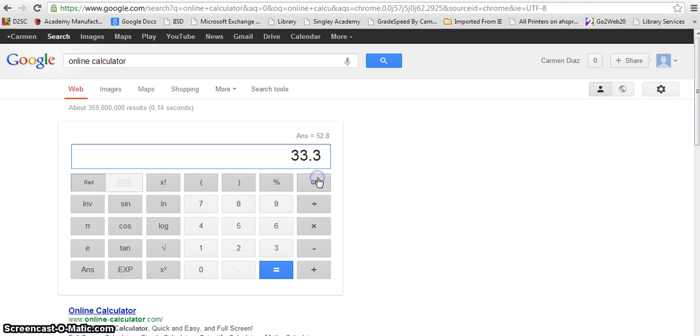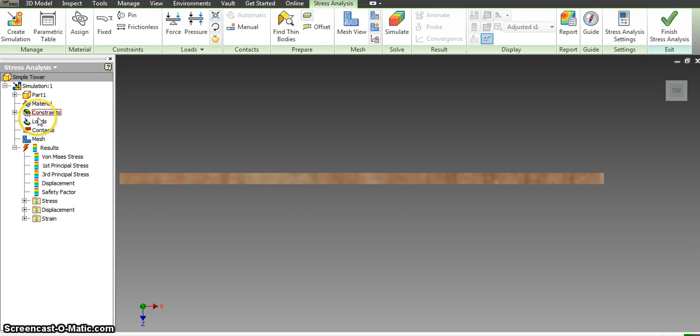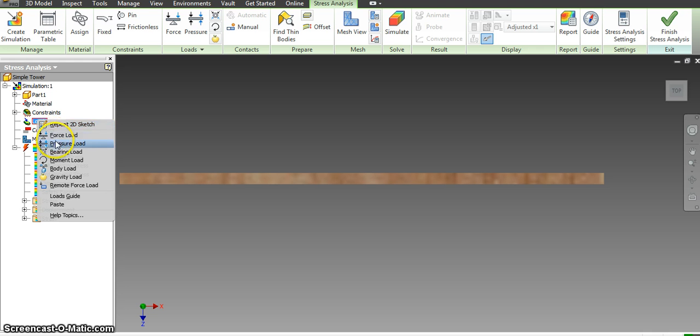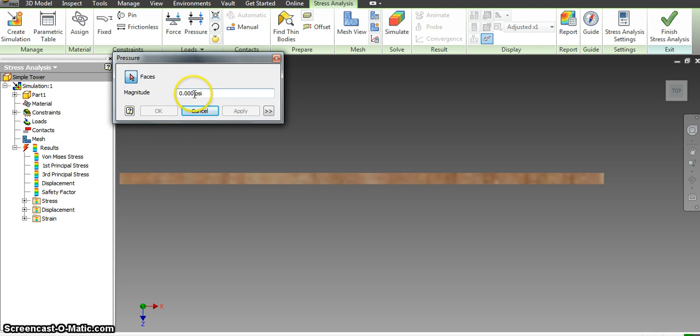All right, let me clear this all. In my case, I'm just going to go back: 33.33 divided by 0.125 times 5, close parentheses, equals. This is the number that I would put in Inventor. So I would go back to Inventor and put this in as the pressure. This would be my load. Instead of using a force, I would go to pressure, and I would use that 53 point.